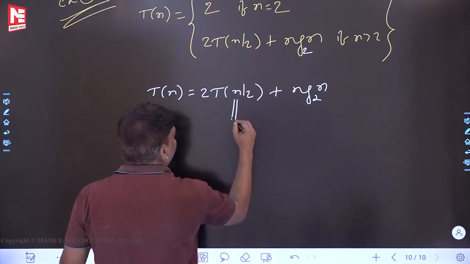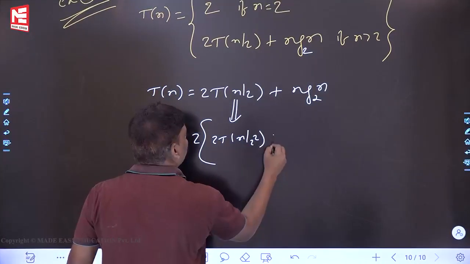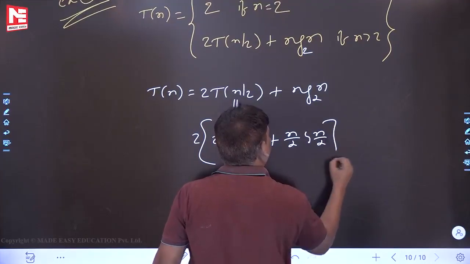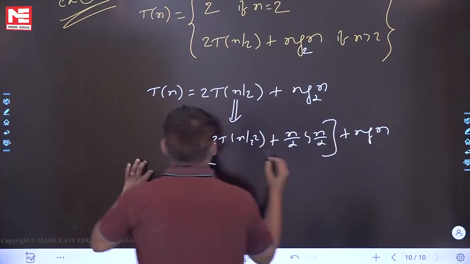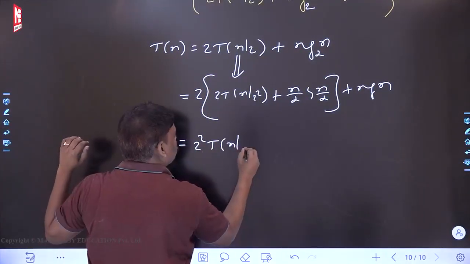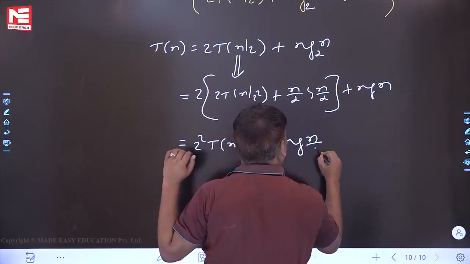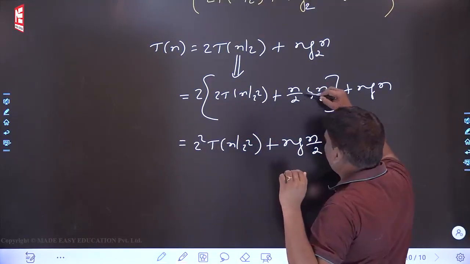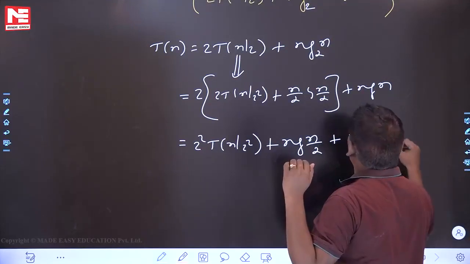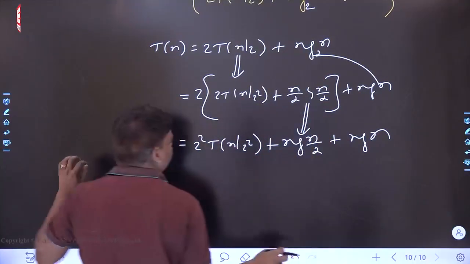What is T(n/2)? The 2 is outside as it is. This can be written as 2[2T(n/2/2) + (n/2) log (n/2)] + n log n. If you simplify this, 2 square T(n/2 square) + 2 into n/2 log(n/2) + n log n. Here 2 and n/2 cancel, so n log(n/2), and outside anyhow n log n is there. This n log n came like this. After simplification this one is given.